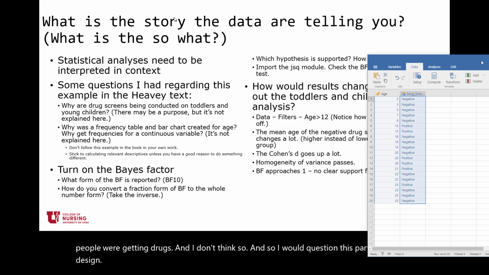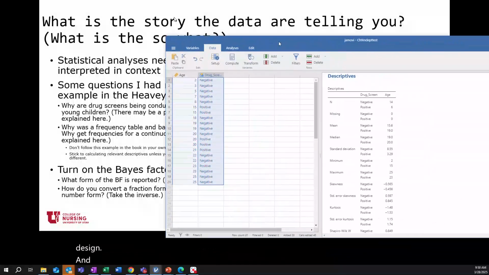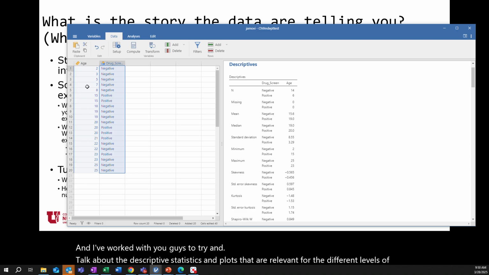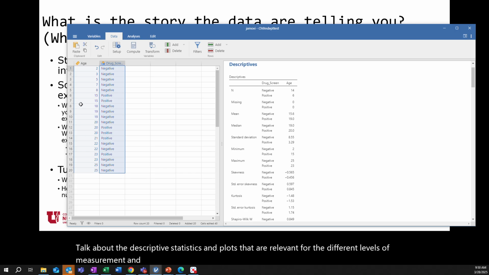And then, just as an example, I wondered why the author created a frequency table for age. And the author did not explain that, and I've worked with you guys to try and talk about the descriptive statistics and plots that are relevant for the different levels of measurement. And typically, this was only 20 participants, so it didn't make a very big table or box plot.